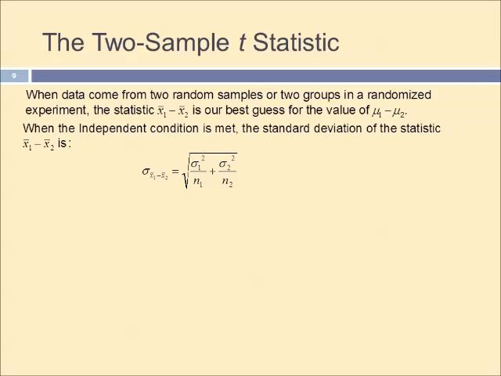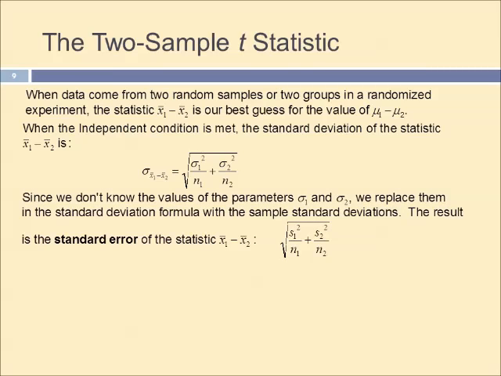So when the independent condition is met, the standard deviation of the statistic x bar 1 minus x bar 2 is given by this formula. We square the population standard deviations, divide by its sample size, add that to the square of the second population standard deviation divided by its sample size, and then take the square root.